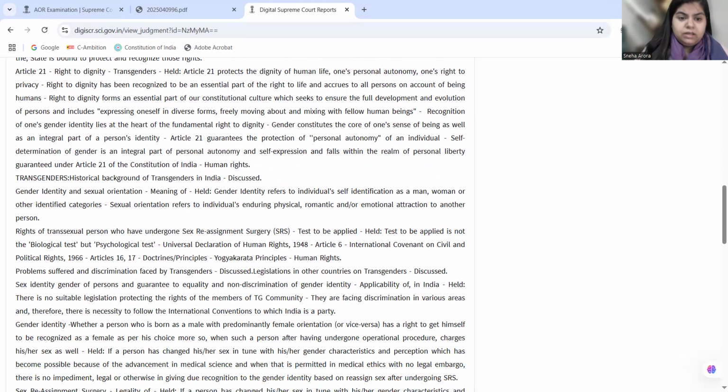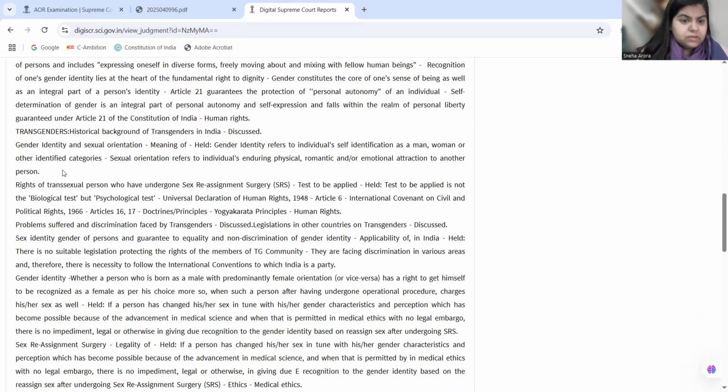Now, court here is looking at many international instruments, many international laws, many foreign laws, where the laws have been made for identifying a third gender, for identifying transgenders as a third gender. So, Supreme Court here is looking at the psychological test, which has been used in Universal Declaration of Human Rights. It has been said that the test to be applied to understand how the gender has been taking shape is not that of a biological test, but rather it should be psychological test, right?